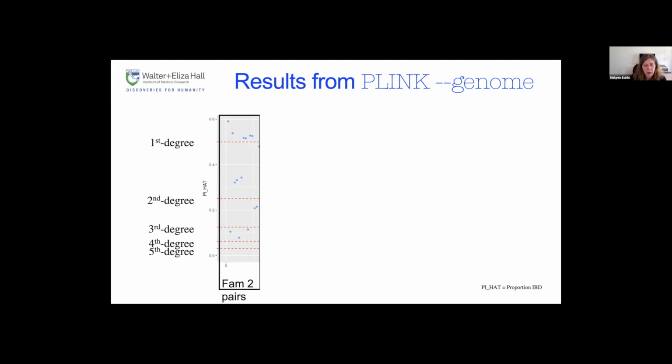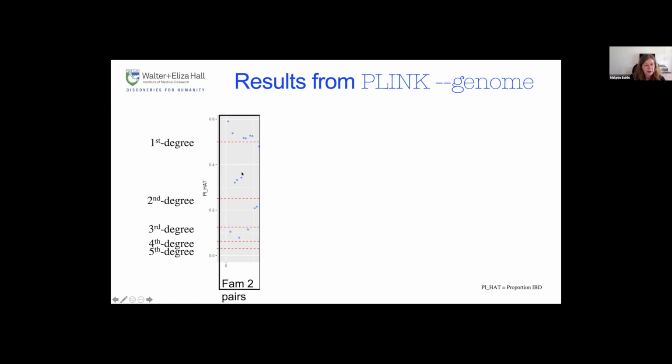Karen ran this analysis for our 2 different families. Remember, family 2 was the more inbred Turkish family. These are just the results from the pi hat test statistic, and you can see that she got pretty much what she expected. The dashed lines here are 1st degree relative, 2nd degree, 3rd degree.